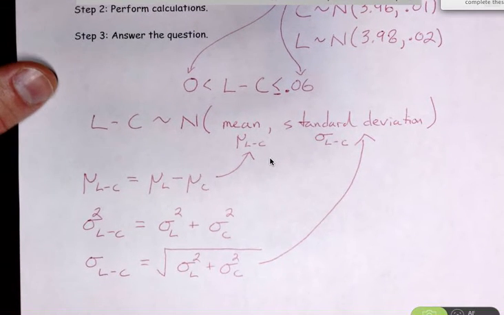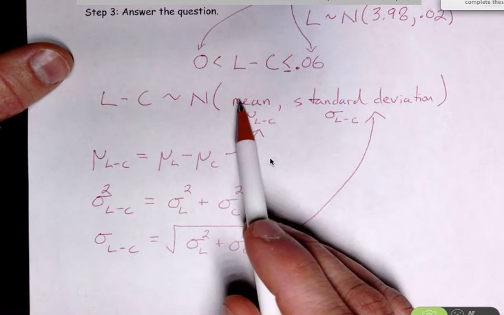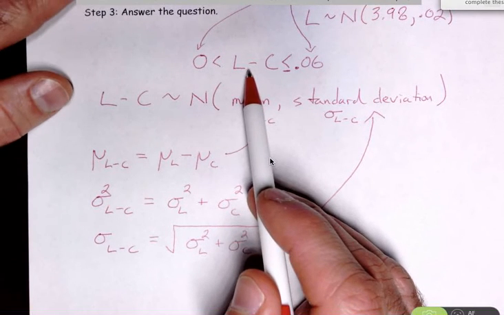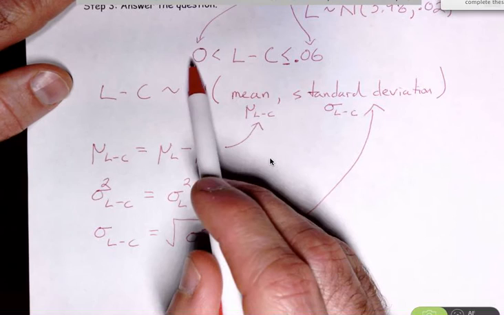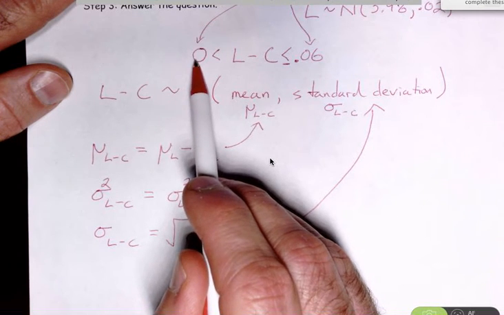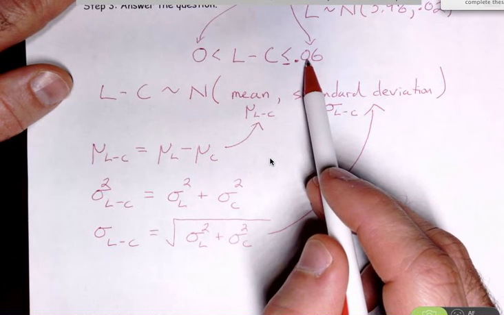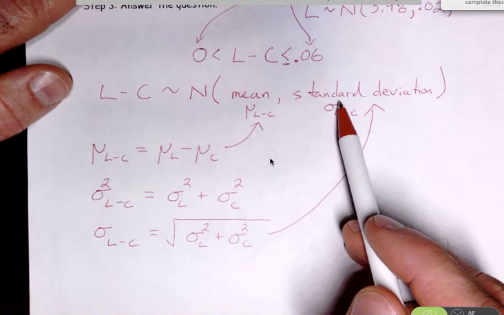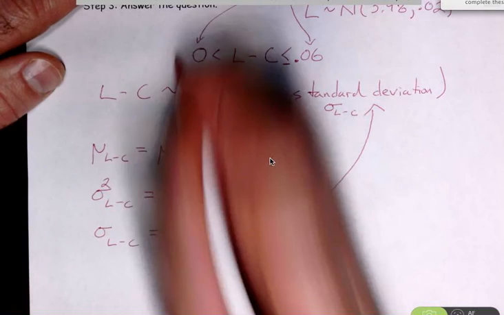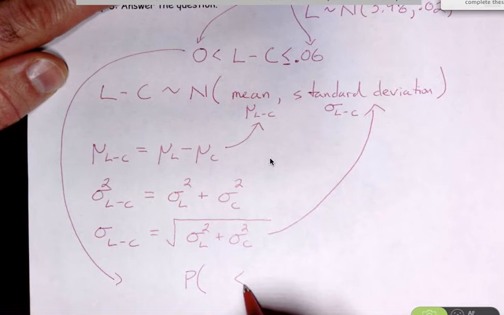So at this point, we will have boiled down the question to something that everybody should be able to do. Instead of a question involving L minus C, we can reconsider this question in terms of z-scores. We can take L minus C, and find the z-score for 0: 0 minus the mean divided by the standard deviation. We can find the z-score for 0.06. Again, 0.06 minus the mean divided by the standard deviation. We can literally turn this question into a probability question based on z-scores.